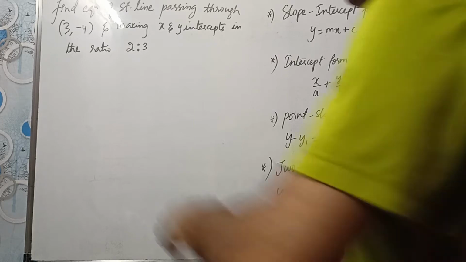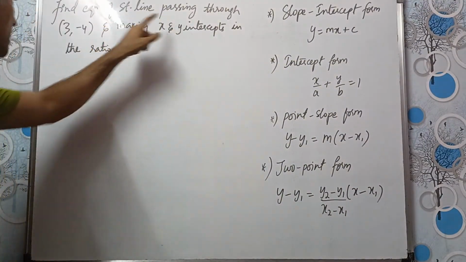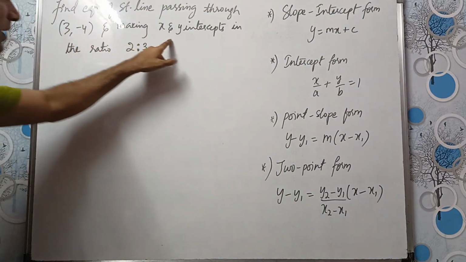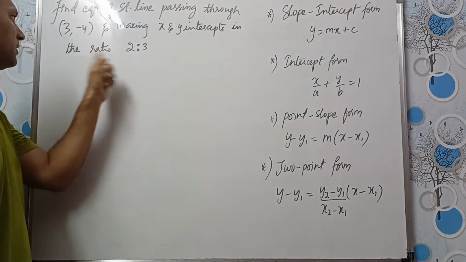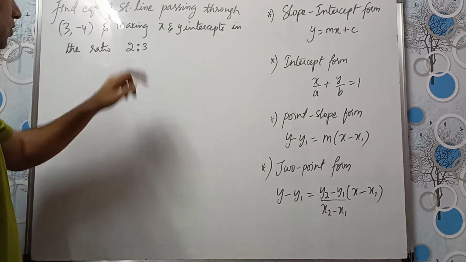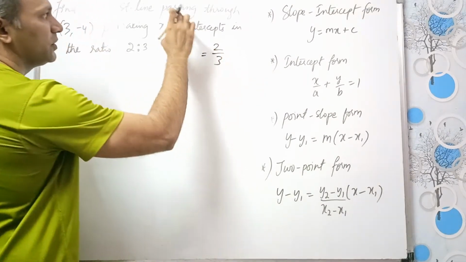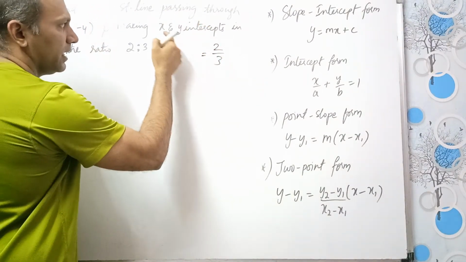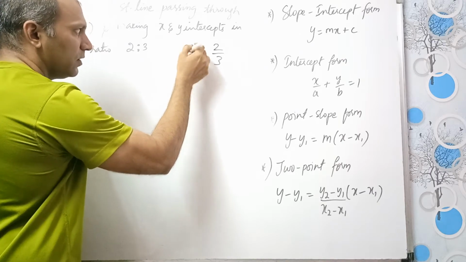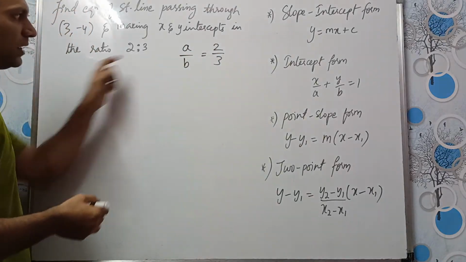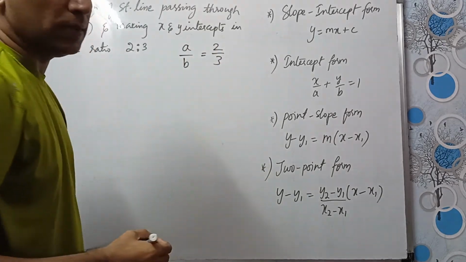Okay, find the equation of a straight line passing through 3 comma -4 and making x and y intercepts in the ratio 2:3. 2:3 means 2 by 3, right? So this is 2 by 3, the ratio of x and y intercept. X intercept is A, y intercept is B. So A by B is equal to 2 by 3.